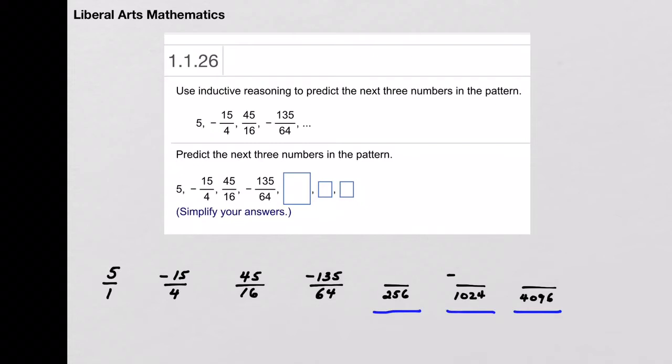So let's see, 135 times 3 is 405, I believe. Yep. And then 3 times 405 would be 1215. And 3 times that would give me 3,645. So now I've constructed the next three numbers in the sequence, and that's my final answer.